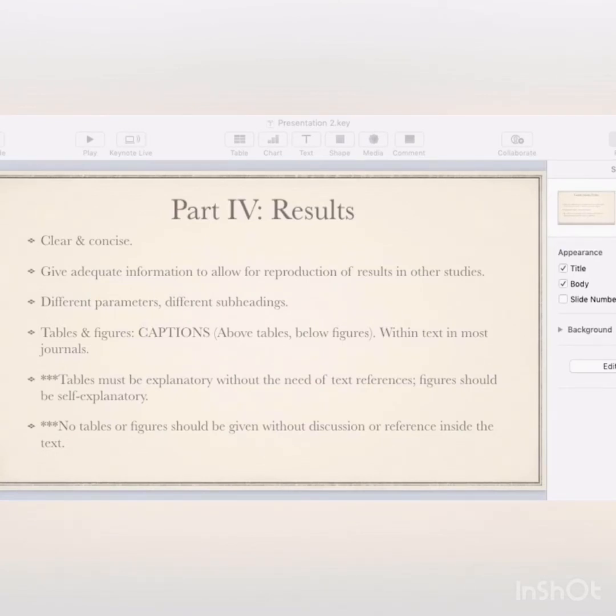The fourth point regards tables and figures. Captions are the most important point regarding the tables and figures. In order to distinguish between them, the captions must be listed above tables and below figures. Figures can be graphs, pie charts, bar charts, and so on.